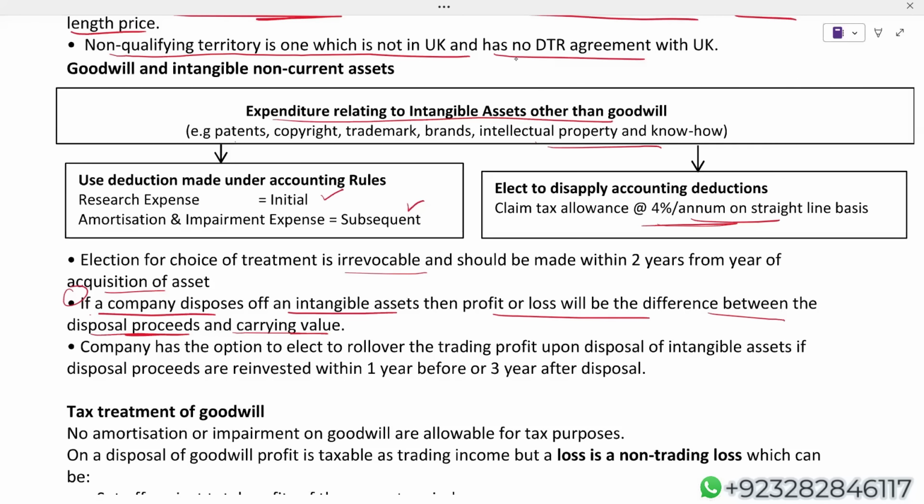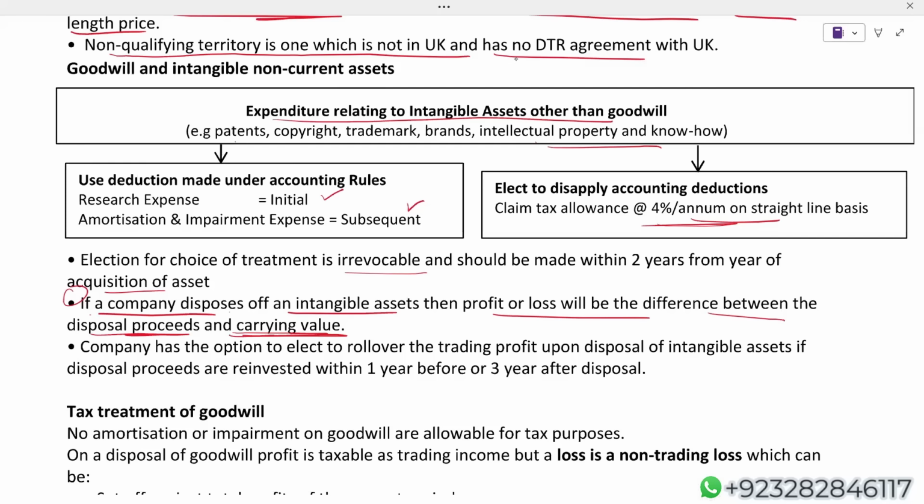If a company disposes of an intangible asset, then profit and loss will be the difference between sale proceeds minus the carrying amount. Carrying amount means original cost minus all the allowable expenses. For example, you have already amortized that asset for 3 to 4 years. So from original cost, you will deduct all the accumulated amortization. Then you will get carrying amount. So from the sale proceeds, we will deduct the carrying amount.